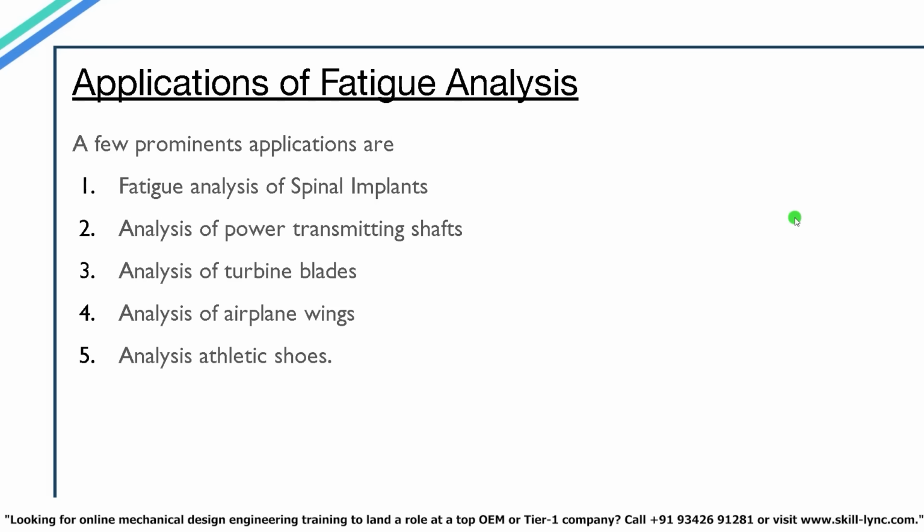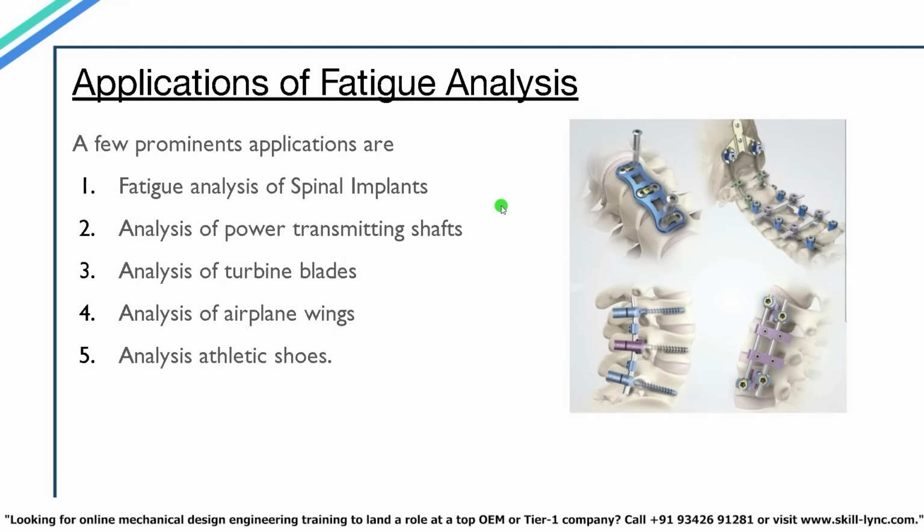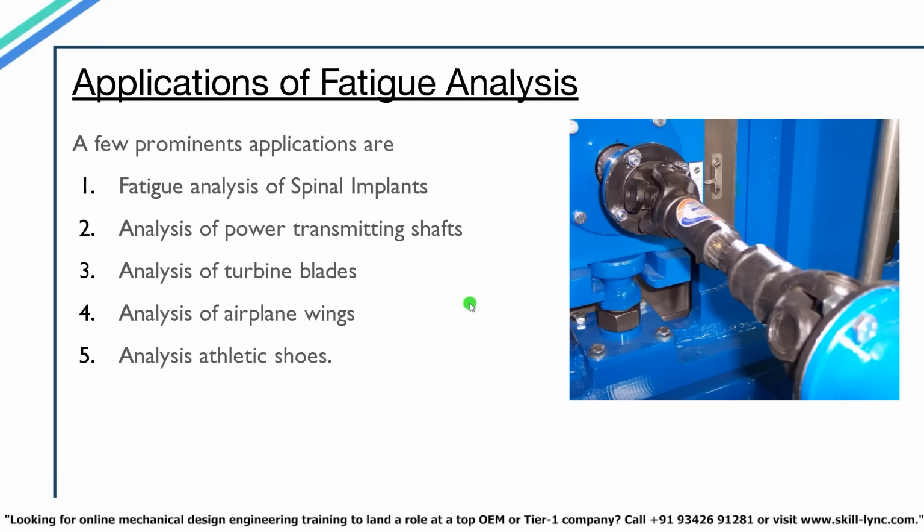Now that we've had a brief discussion on fatigue failure, fatigue damage, and fatigue analysis, it is important that you also know a few applications of fatigue analysis. One of the most prominent ones is in spinal implants. When people have spinal impairments like scoliosis, they perform surgery on the spine and place spinal implants. Spinal implants provide support for our spine. So whenever the person bends over, the spinal implant will also bend over. And one way to ensure that fatigue failure does not happen in these spinal implants is by running a fatigue analysis. Another important application is the analysis of power transmitting shafts.